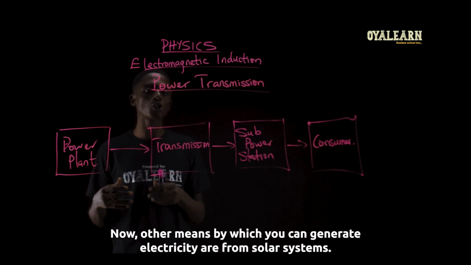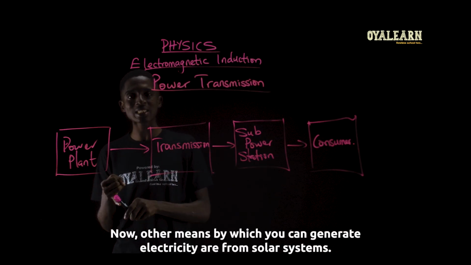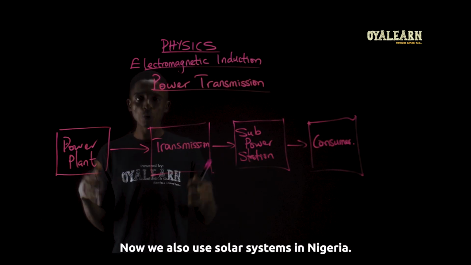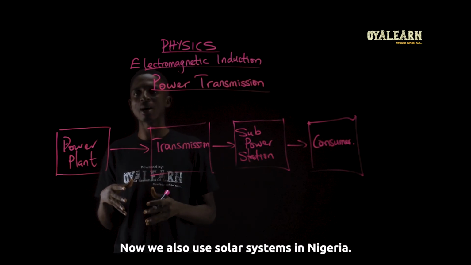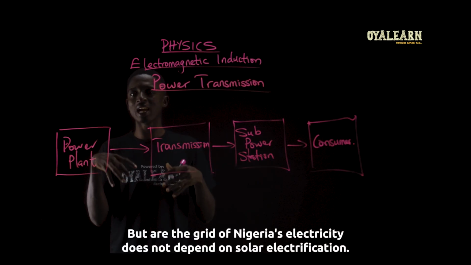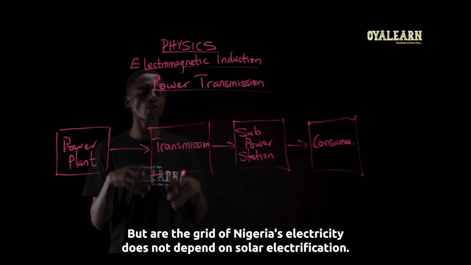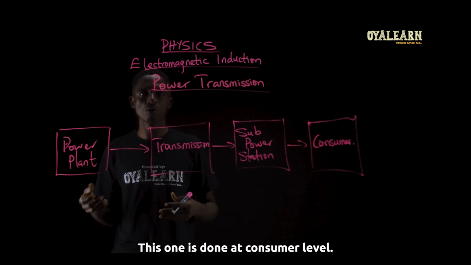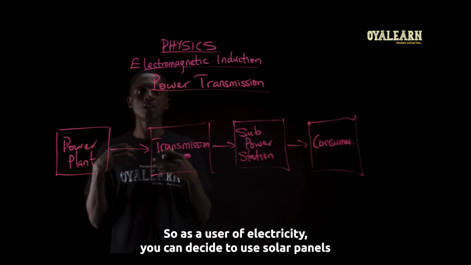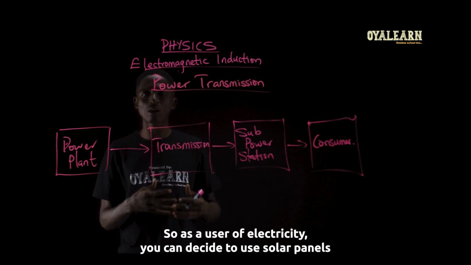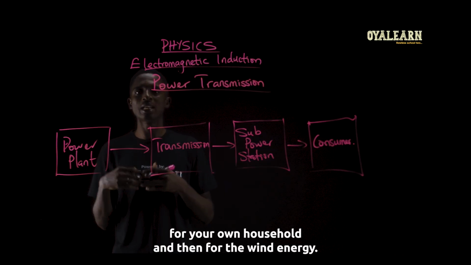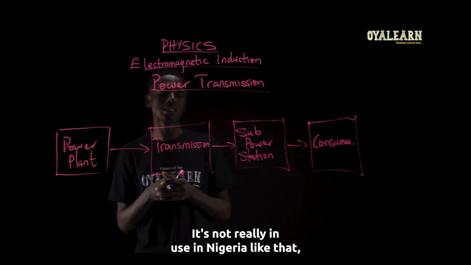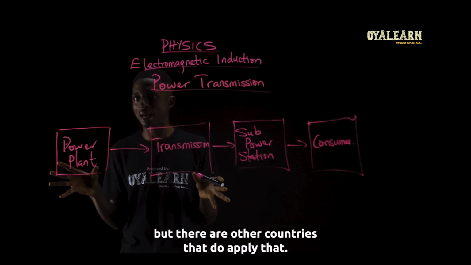Now, other means by which you can generate electricity are from solar systems. You can also use wind turbines and the likes. Now, we also use solar systems in Nigeria, but the grid of Nigeria's electricity does not depend on solar electrification. This one is done at consumer level. So as a user of electricity, you can decide to use solar panels for your own household. And then for the wind energy, it's not really in use in Nigeria like that. But there are other countries that do apply that.